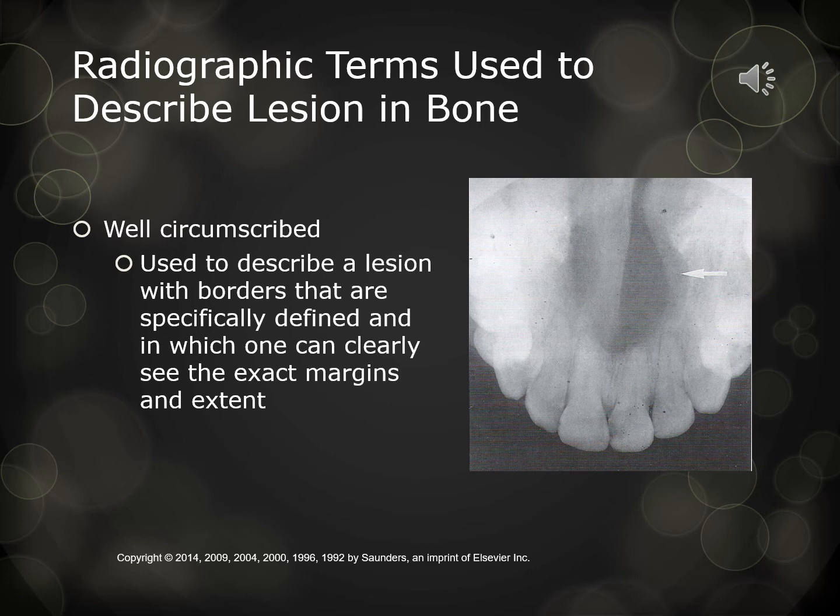This x-ray is showing a lesion with borders that are specifically defined, in which one can clearly see the exact margins and extent. We call this well circumscribed, which is the opposite of diffuse.